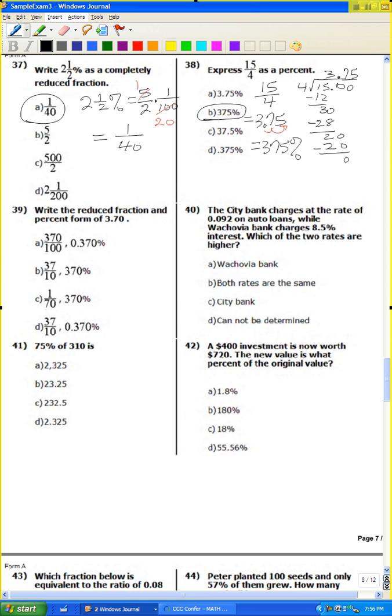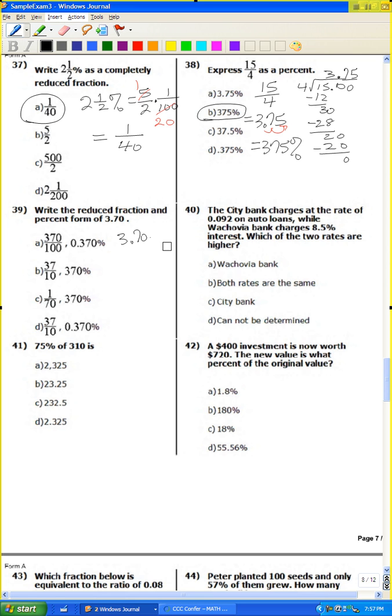39. Write the reduced fraction percent form of 3.7. And so this is the same as move my decimal 2 places to the right. So 370. Oh, write the reduced fraction and the percent form. Oops, I misread that.